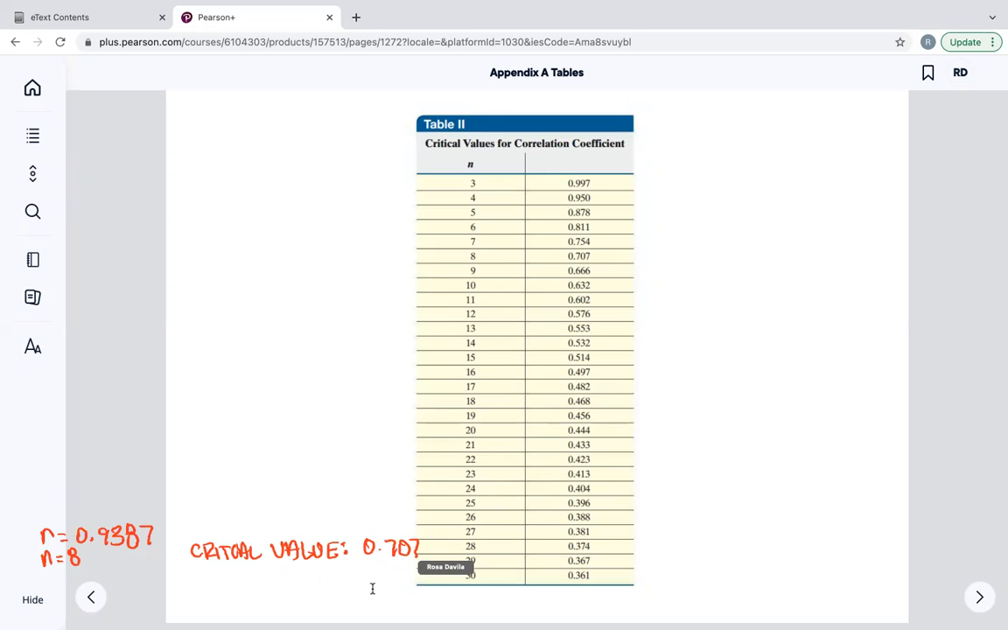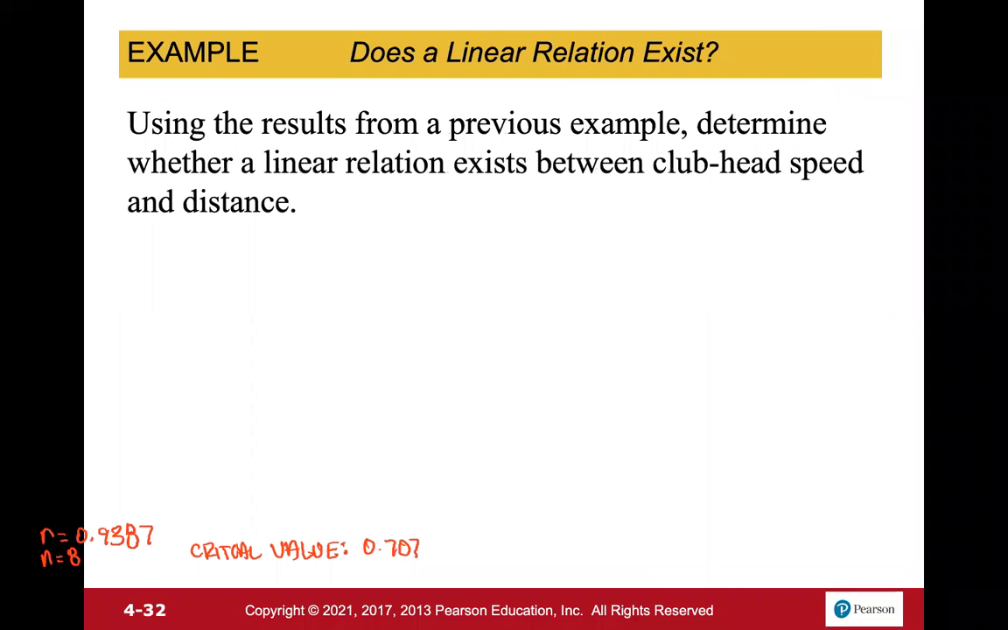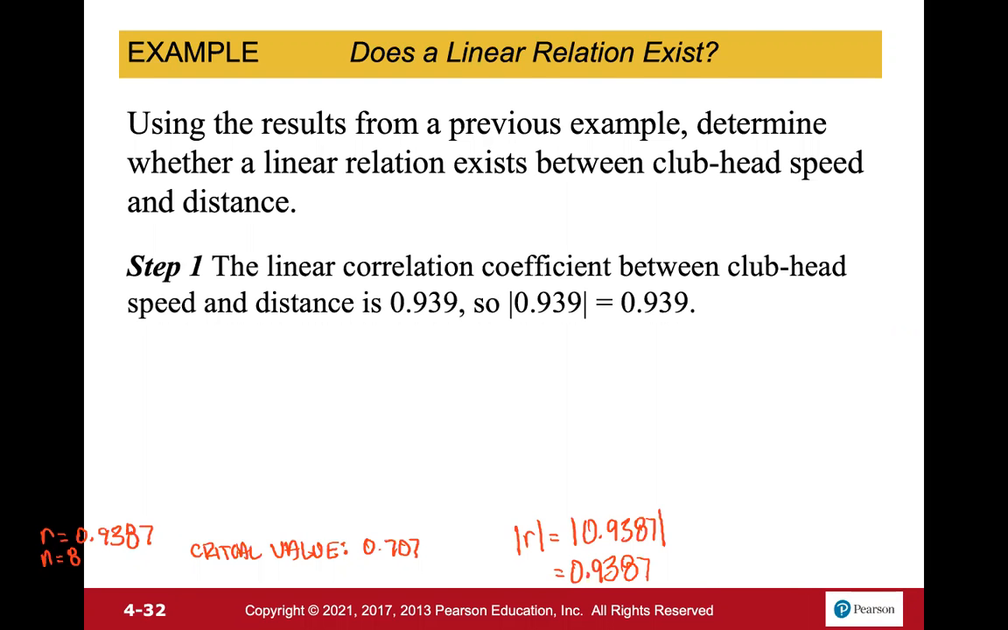And you see why they wanted 3 decimal places for our correlation coefficient, just to see if it falls into the same category as this. So coming right back here, we have R equal to 0.9387. And remember, the first thing that they want us to do is get the absolute value. So the absolute value of R is equal to the absolute value of 0.9387, which is just going to be a positive 0.9387. And now what we're looking at is whether this value is larger than our critical value, then it's large enough for us to say that there's a correlation.